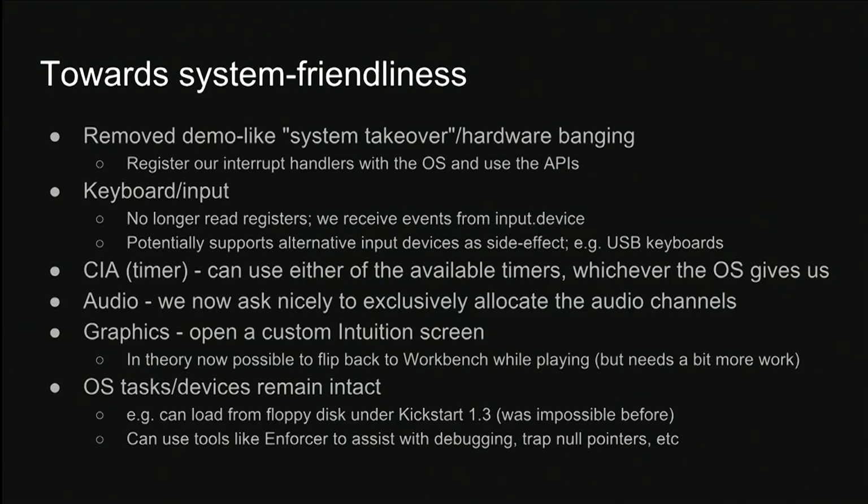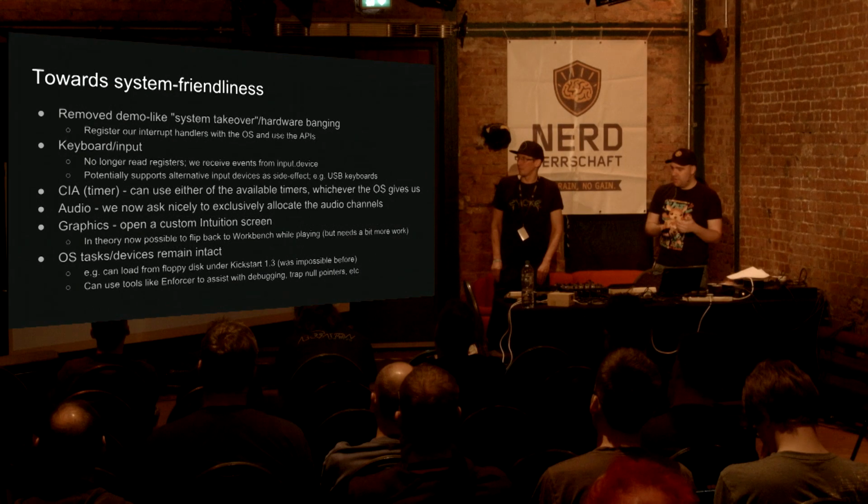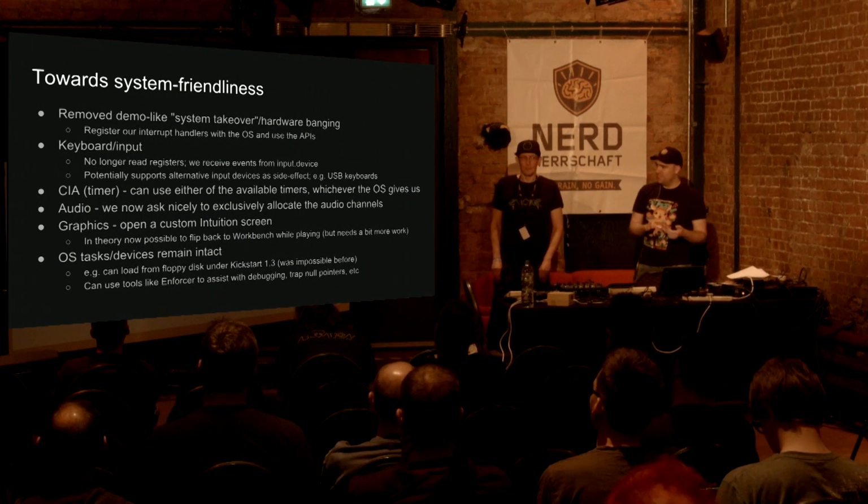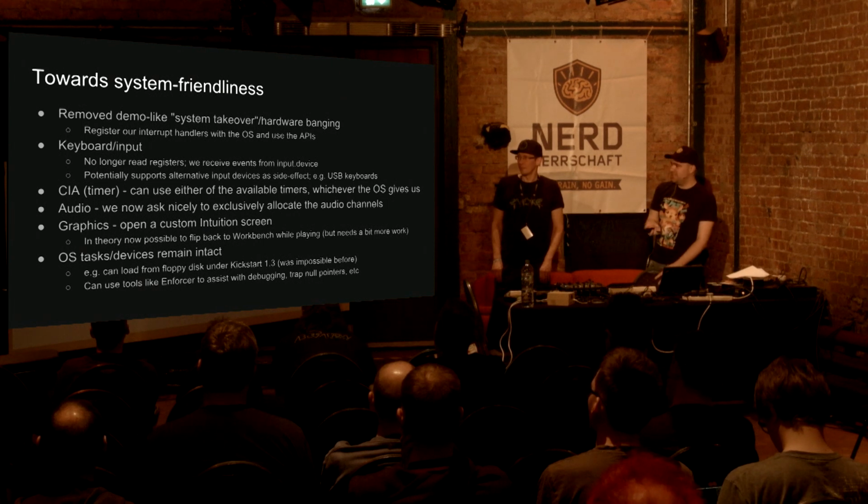So the goal is to try and make PT-1210 as system-friendly as possible, so that it can coexist with the OS. We don't want to boot it out anymore. So we removed all the hardware banging where we could. And so the interrupt handlers, we kind of register them with the OS framework. We no longer just read the keyboard registers, we actually receive events from the input device. So this means that if you have one of these crazy souped up Amigas with a USB add-on and then a USB keyboard and stuff like that, it would probably just work because it's just using the software device.